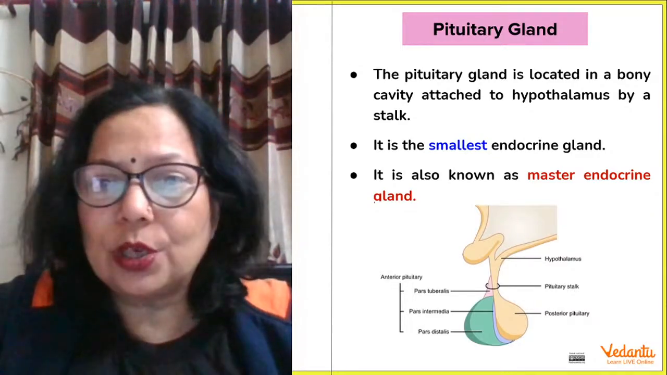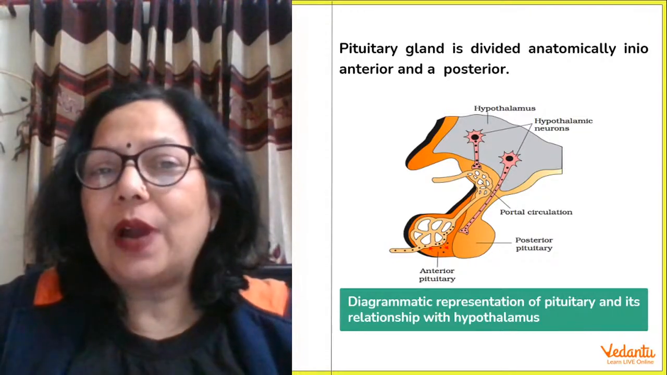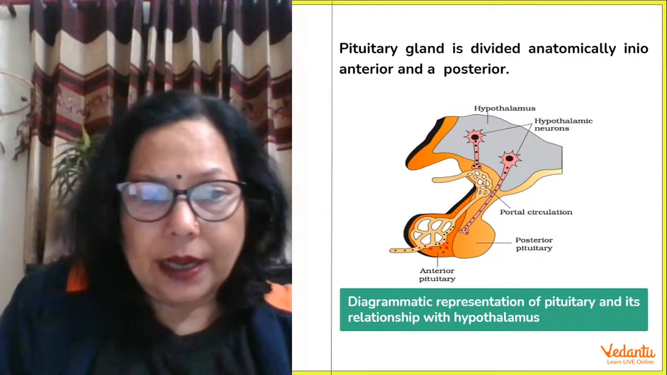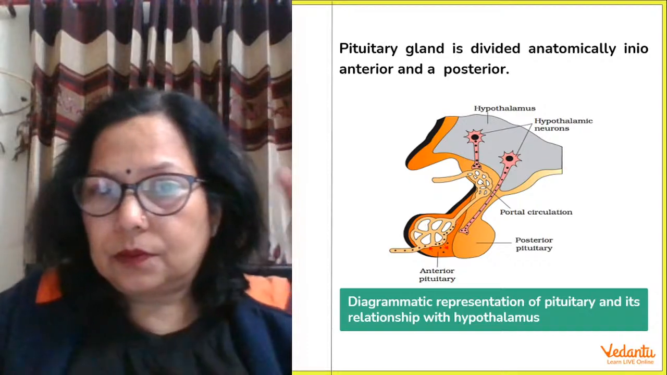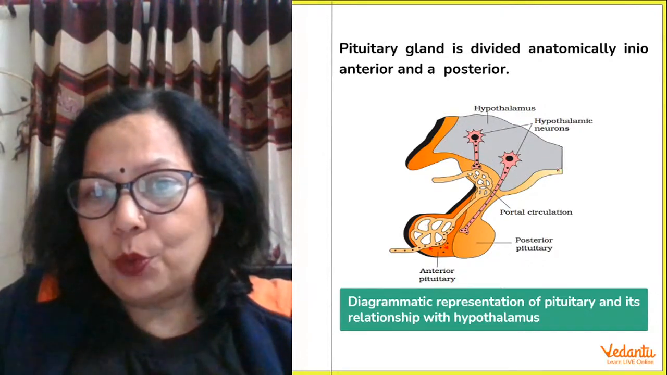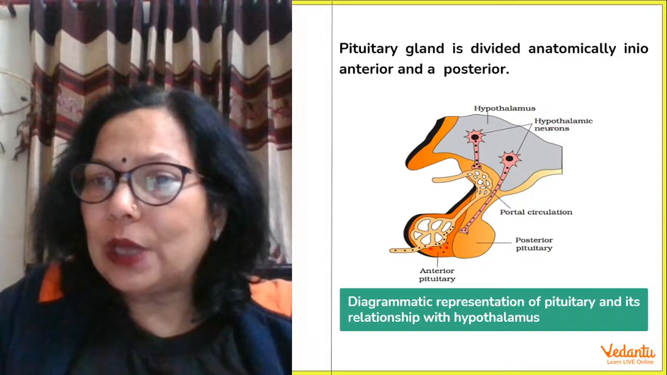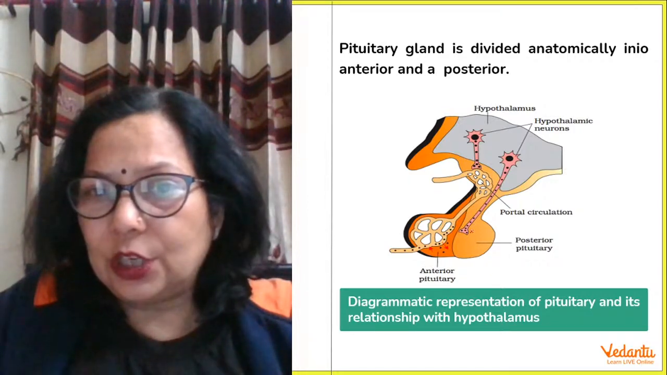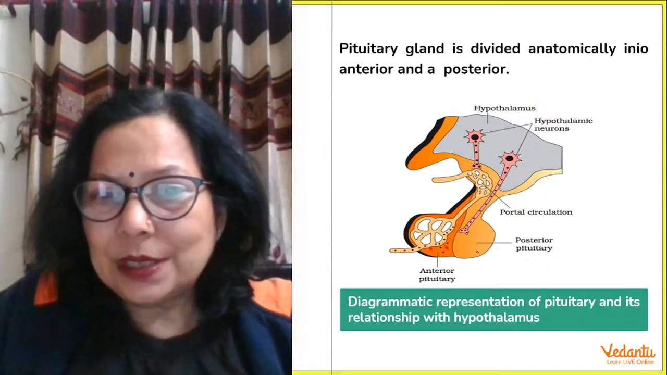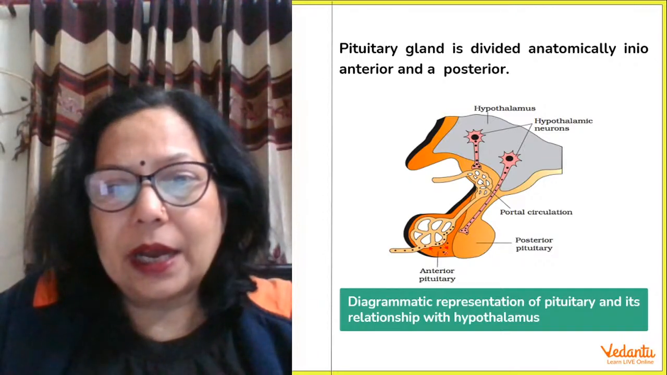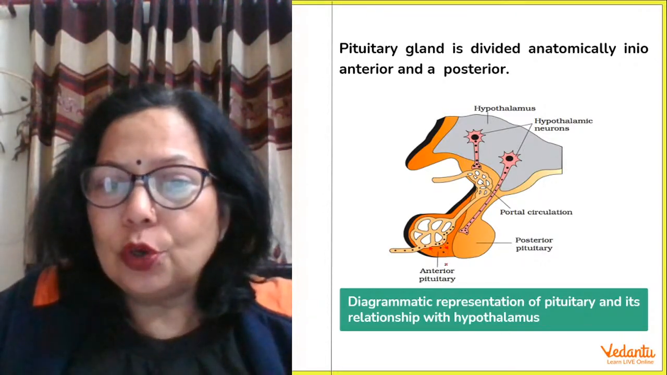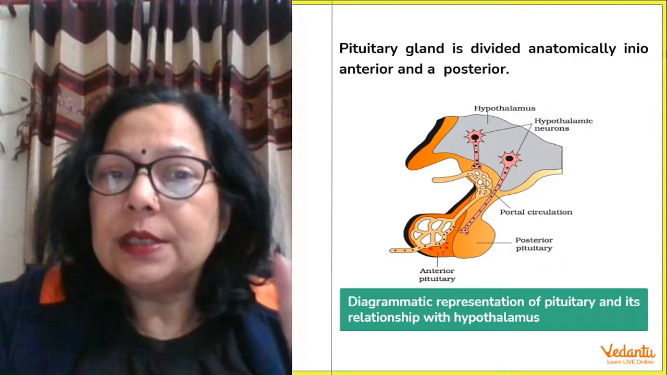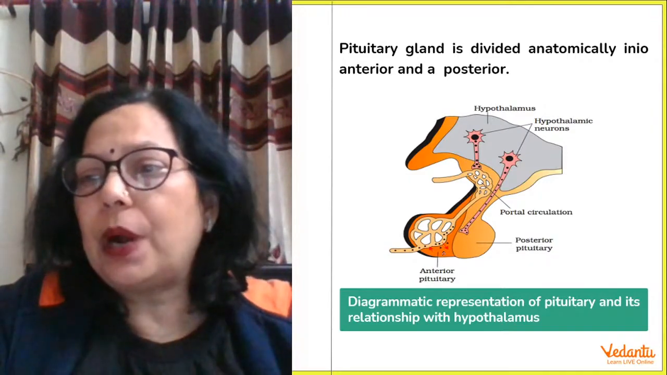So the pituitary gland is divided into two parts, anterior and posterior. This is the anterior part, आगे वाला part. This diagram shows the hypothalamus, and these are the neurons of the hypothalamus which carry the hormones secreted by the hypothalamus. This is the posterior, पीछे वाला part of the pituitary, and this is the front part of the pituitary. So this is the diagrammatic representation: the pituitary is divided in two parts, anterior and posterior. More hormones are secreted by the anterior part of the pituitary.